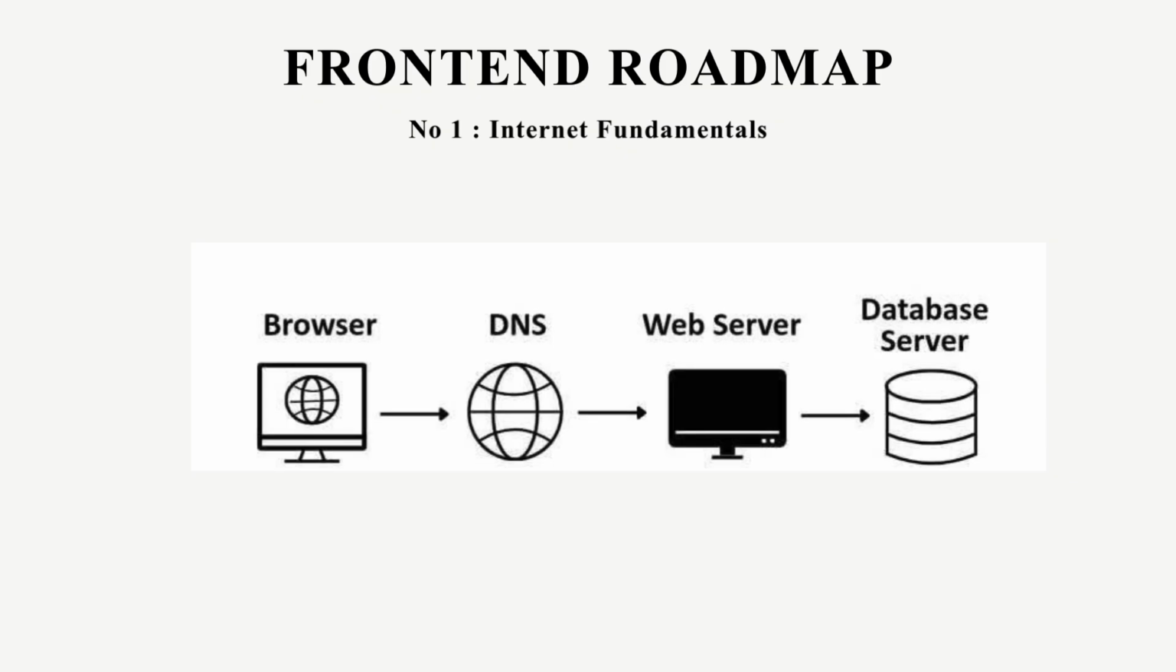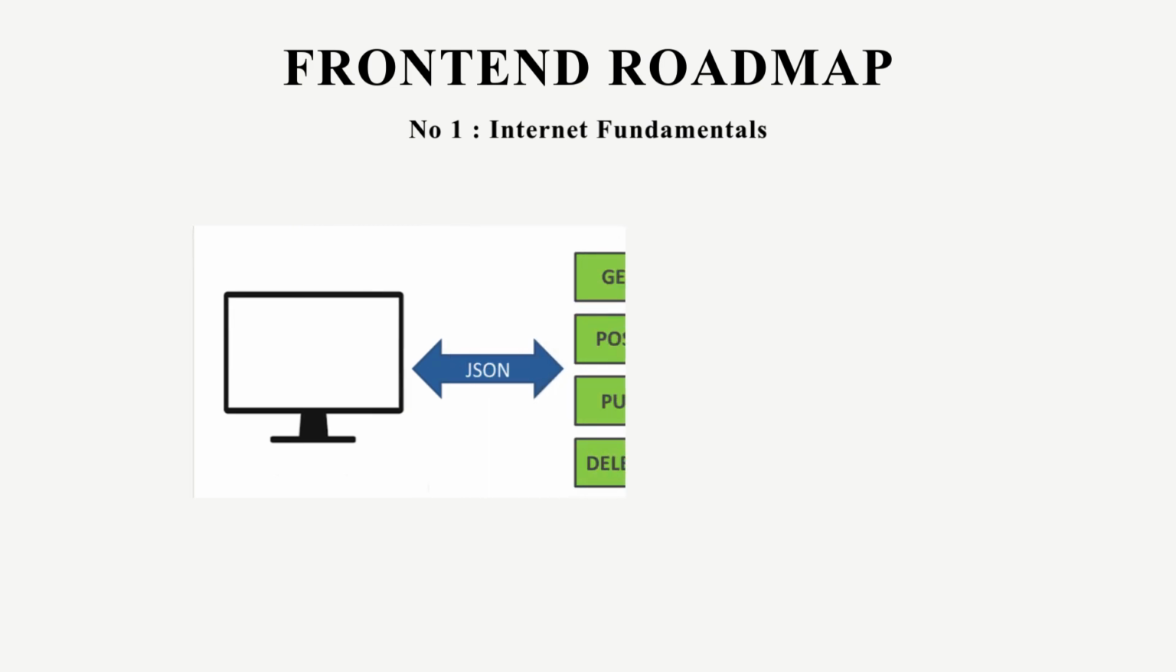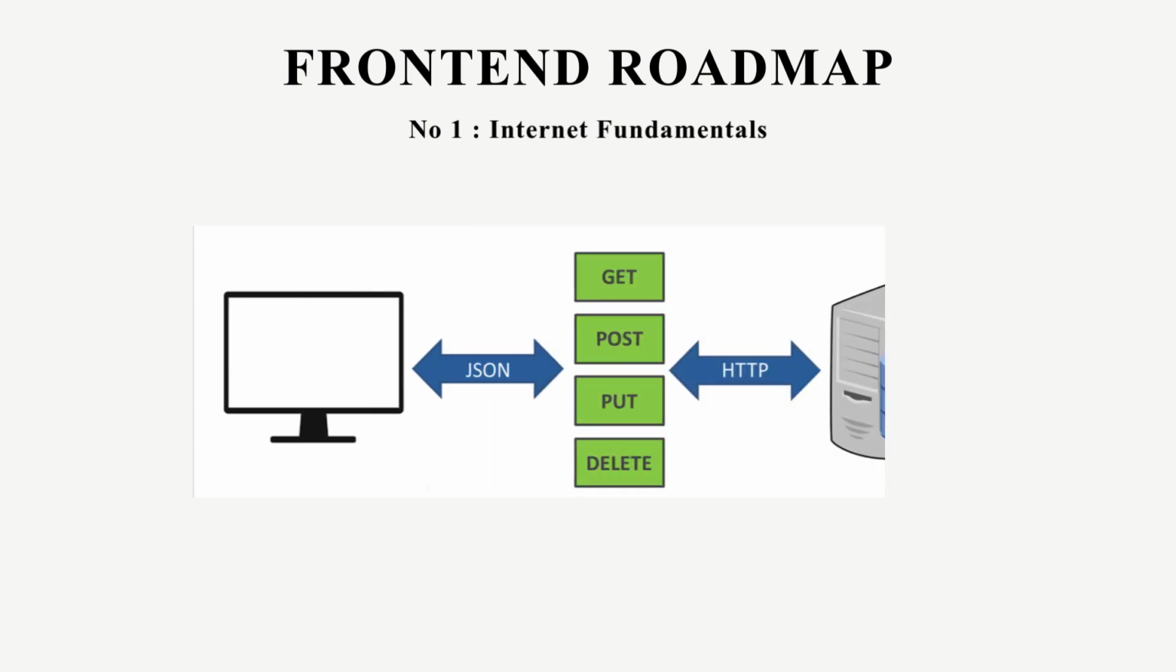Browsers like Google Chrome and Mozilla Firefox act as the client, while the website server sends the data. This communication happens through a protocol called HTTP, which stands for Hypertext Transfer Protocol. HTTP defines how data is transferred between the browser and the server. There are different types of HTTP requests such as GET, retrieve data; POST, send data; PUT, update data; and DELETE, remove data. Understanding HTTP helps front-end developers interact with backend services and APIs.